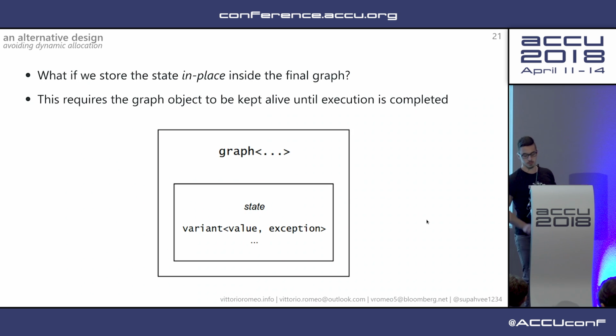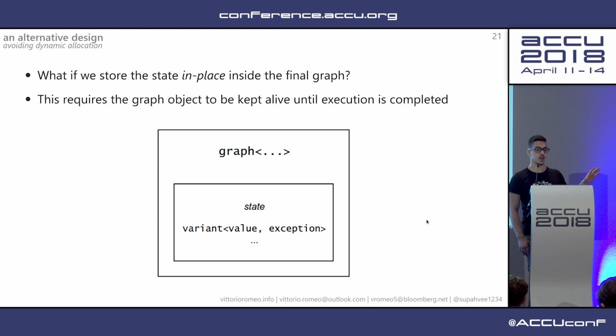So my alternative proposal is, what if we simply store the state in place inside the final graph object? We are composing this graph, we're going to get a giant type, there's going to be an object. Why don't we store all the things we need inside the type on the stack? And while this works, it adds an extra requirement on the usage of this kind of future composition, which is that the graph object must be kept alive until execution is completed.